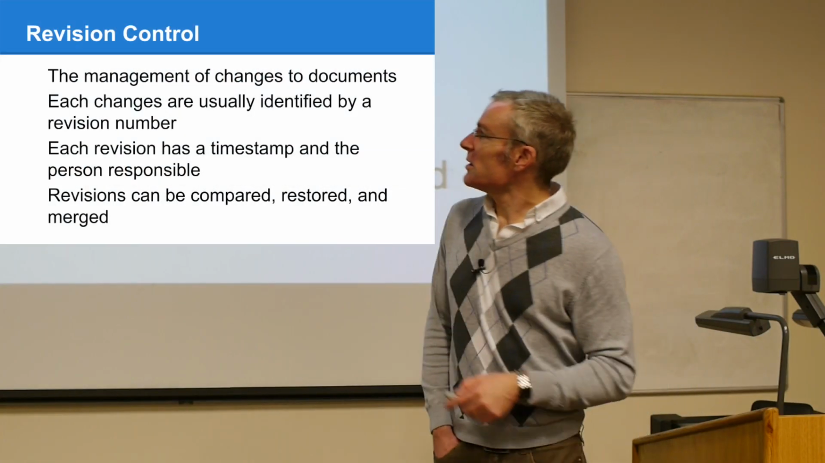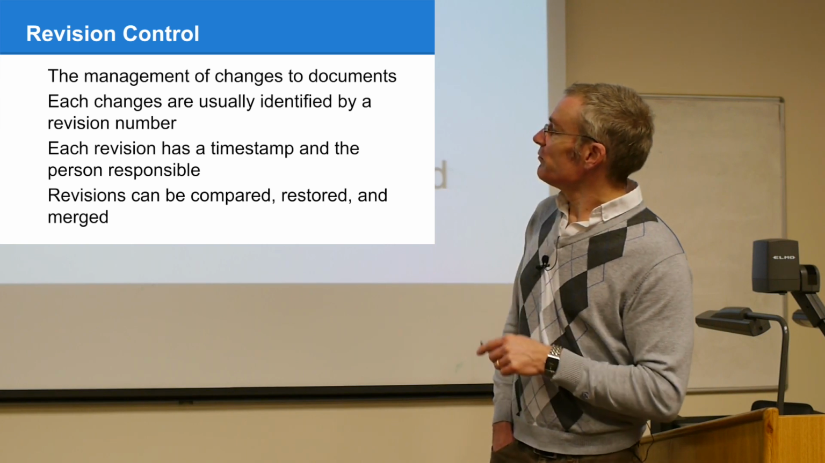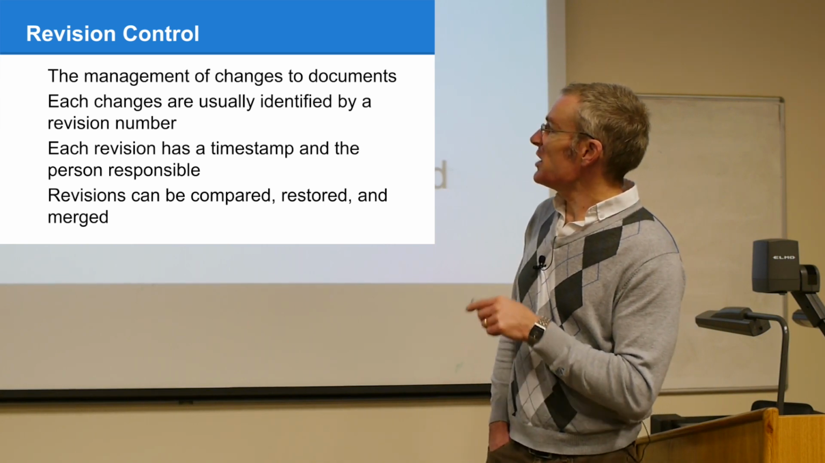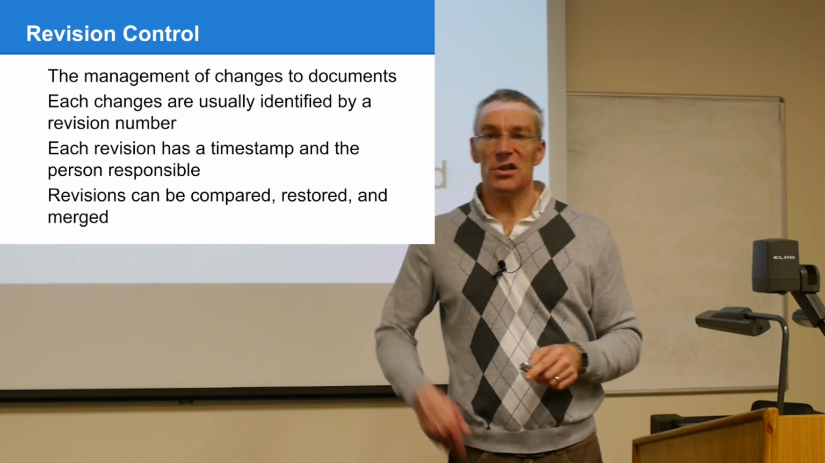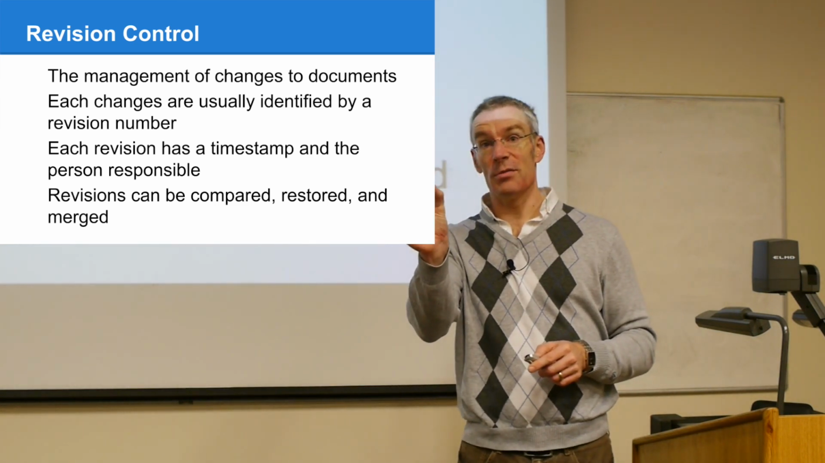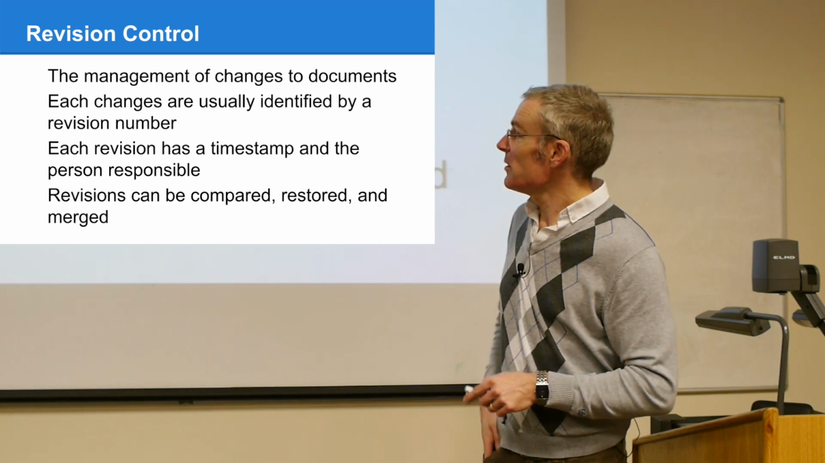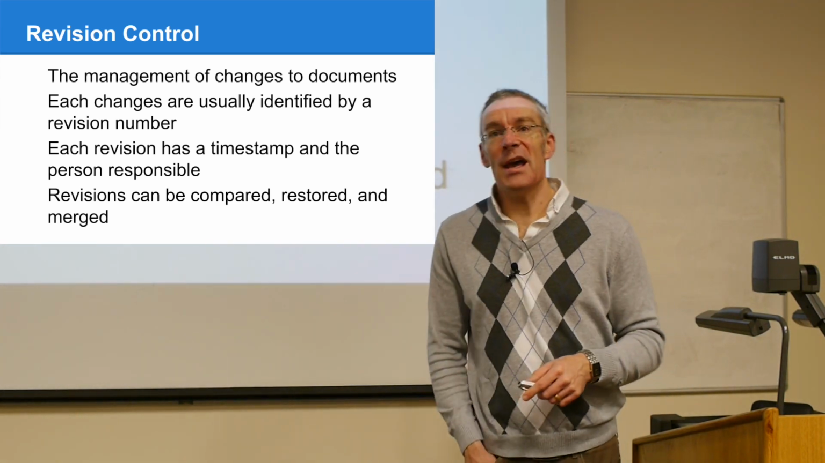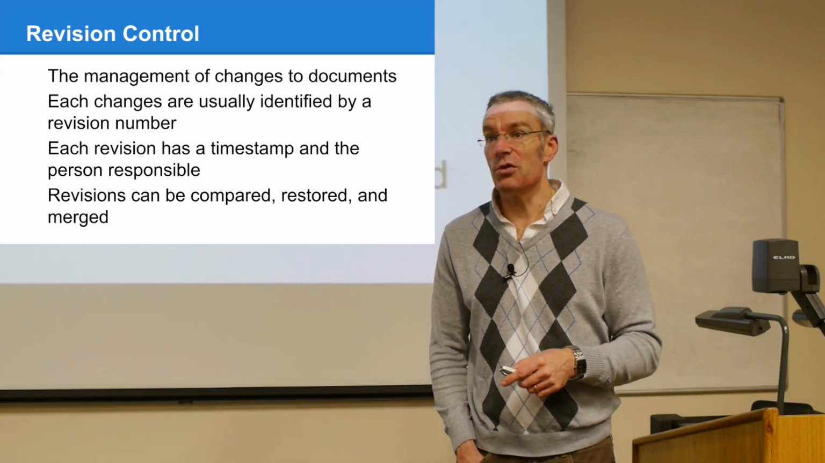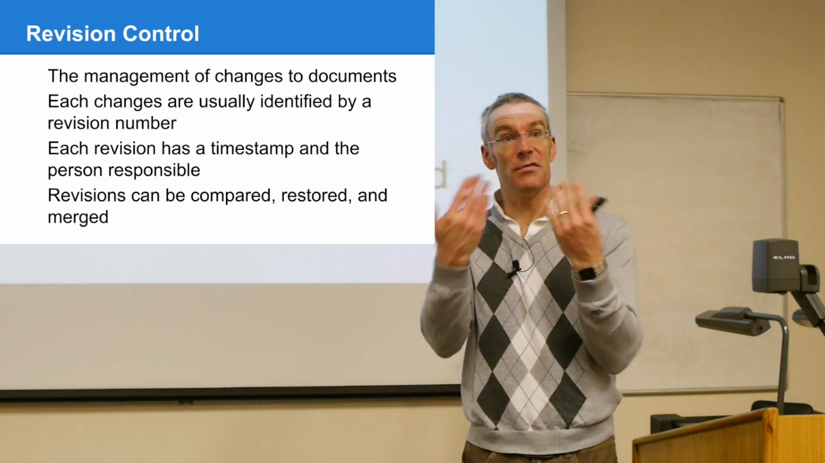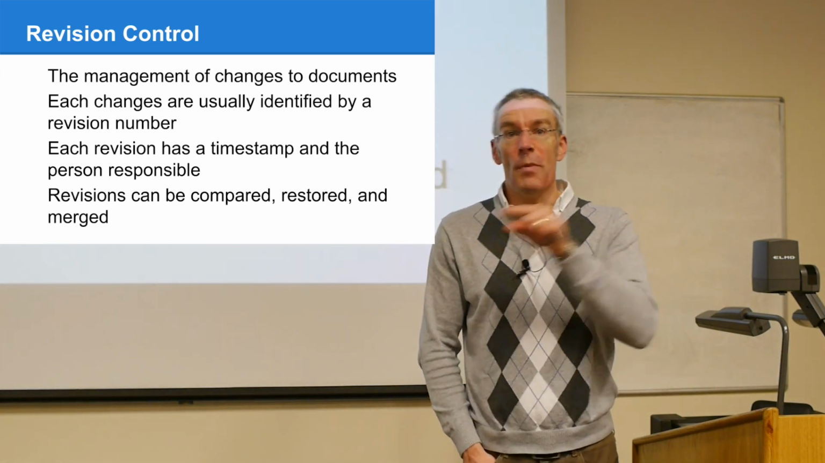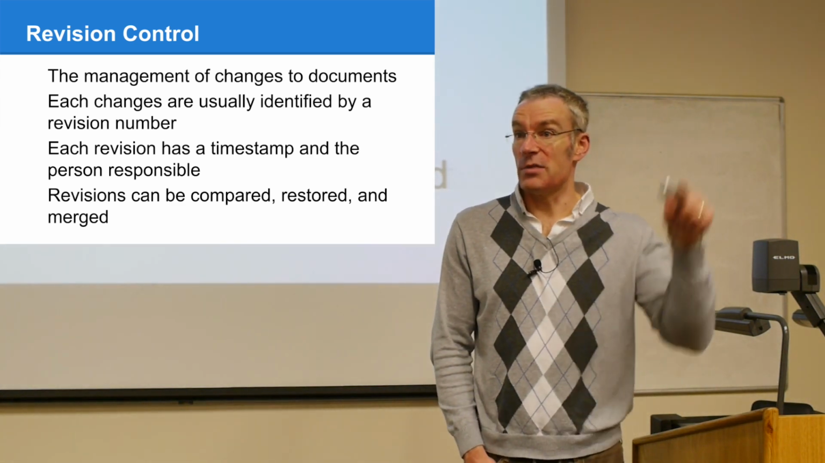So the idea is every change has a revision number, which is normally a 7-digit, looks like a random hash number. We'll talk about that a bit later as well. Every revision has a timestamp, the person responsible. You can compare the revisions, so you can do what's called a diff, where you can compare two different versions of the same file. You can restore versions. You can roll back to any version you want and create a branch.